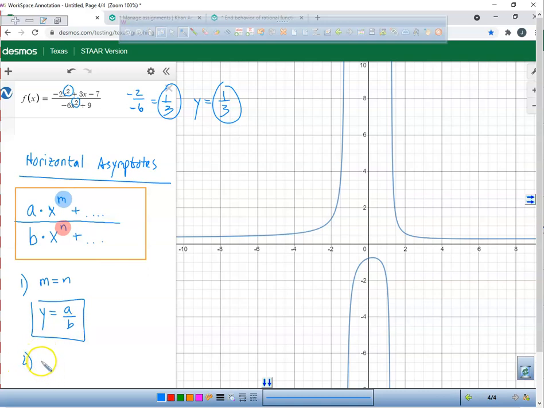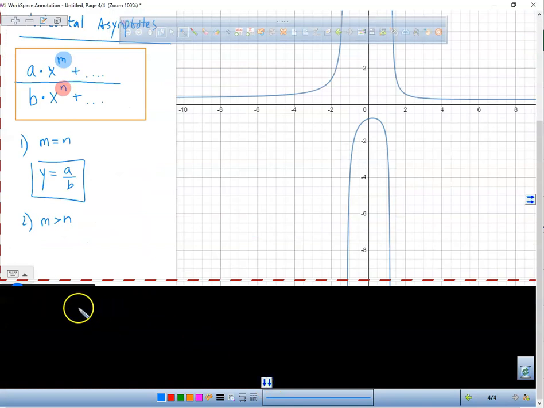Rule number two, m could technically be greater than n. What does that mean? That means this power could be greater than the other power. Like, what if that was a 3 and that was a 2, or a 5 and a 2, or a 6 and a 2? That means there is no horizontal asymptote. So if m is greater than n, then the answer is there's none.